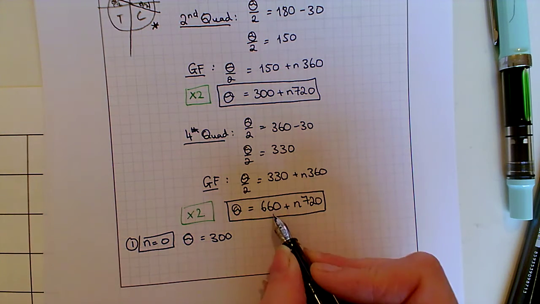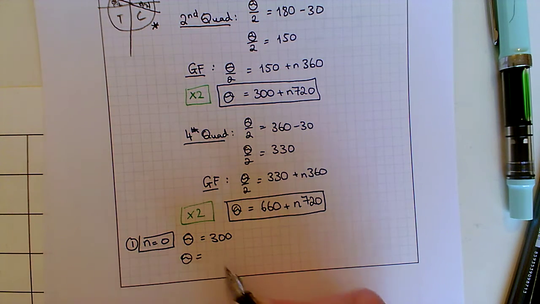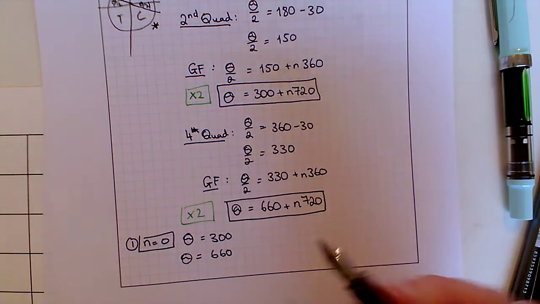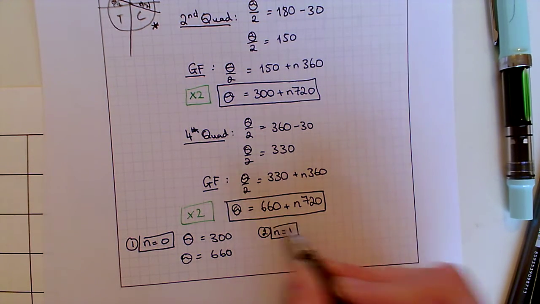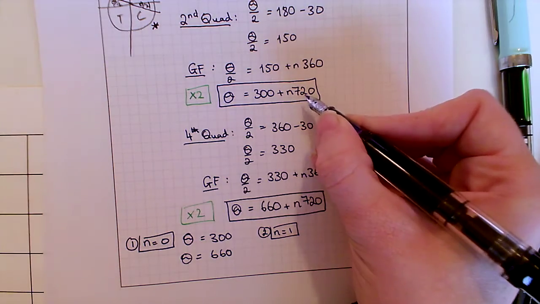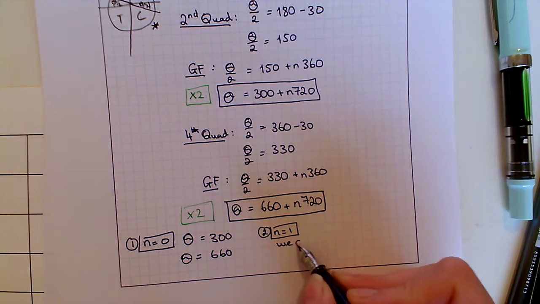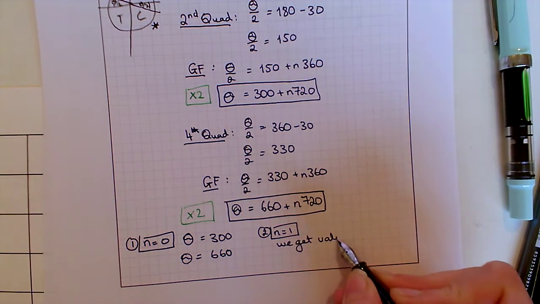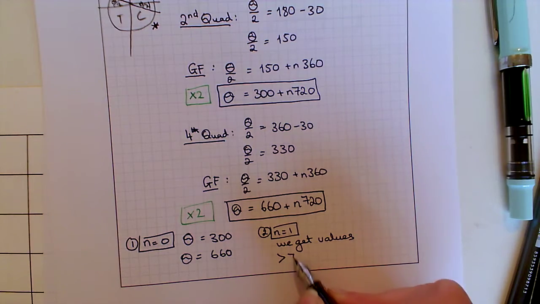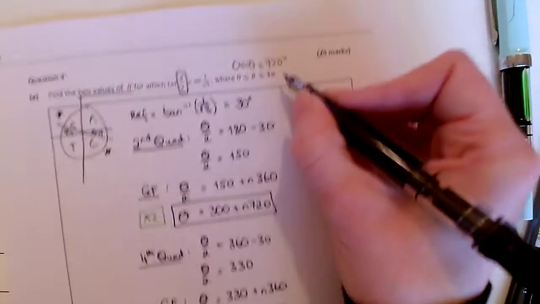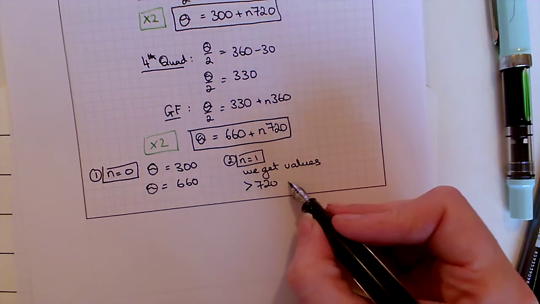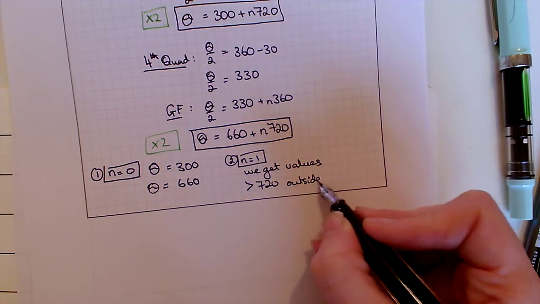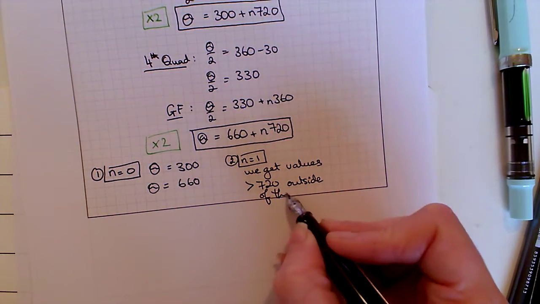And also for here, theta is equal to 660. What happens when n is equal to 1? Well, when we try to fill out here, we get values greater than 720, so it's out of the range, outside of the allowed values.